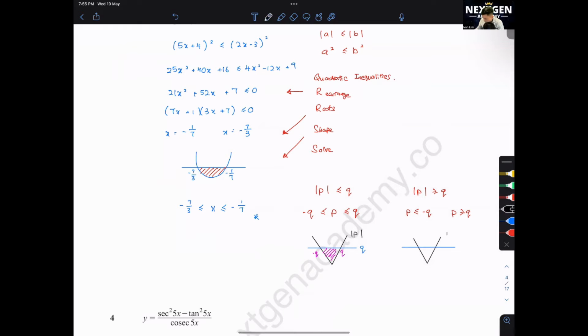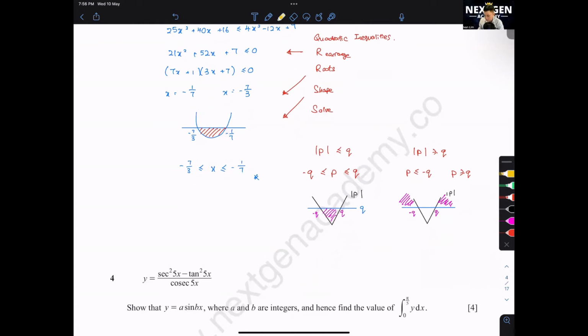Same thing again. This will be modulus P, then negative Q to Q. Your here will be here and here will be here. Understand the logic behind? Okay, the problem with this formula is that if you get confused, you don't know which is which. The easier way to do, slightly longer, but this one is the safe one.